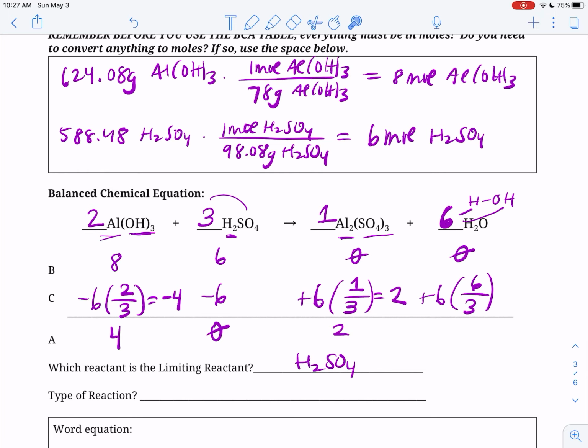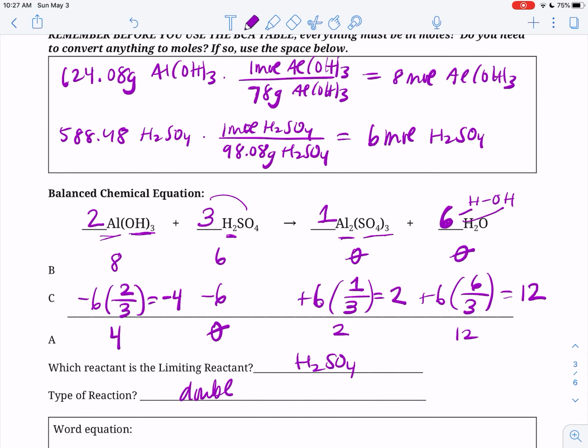Well, I guess I could have done it this way. 3 became 1, so I need 1/3. So 6, I'm only going to get 2, okay? And then here, 6 times 6/3 is actually 12. So I'm going to get 12 moles of water, okay? Because here, 3 to 6 was a doubling. 6 to 12 is a doubling, okay? All right, type of reaction.